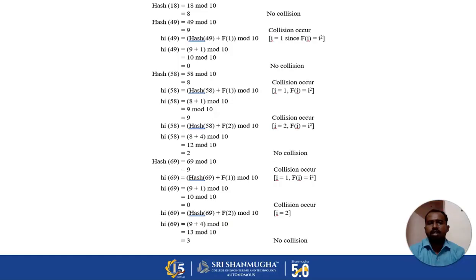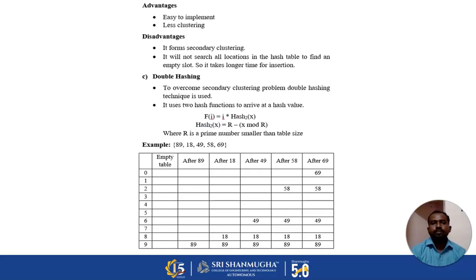We take 18 mod 10 equal to 8, no collision occurred. 49 mod 10 equals 9. For hash of 49 with f of 1, a collision occurred in these steps. We follow the same steps up to the end of the values, up to 69.